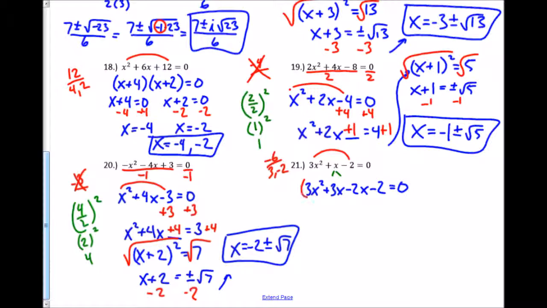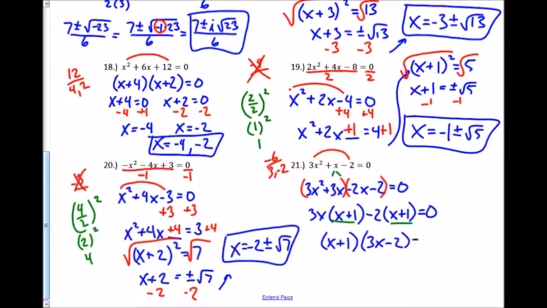Now I factor by grouping. Out of the first group, I can factor out a 3x, which leaves me with an x plus 1. Out of the second group, I can factor out a negative 2, which leaves me with an x plus 1. So now, I see these binomials that we have in common, that's one of my factors, the x plus 1. If I were to factor that out, it leaves me with a 3x minus 2. So these are my two factors.